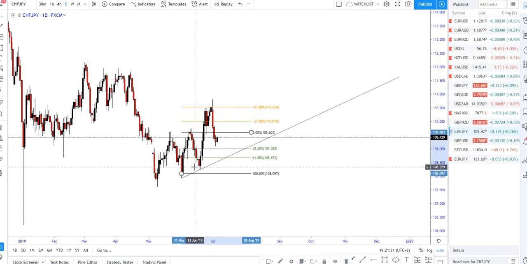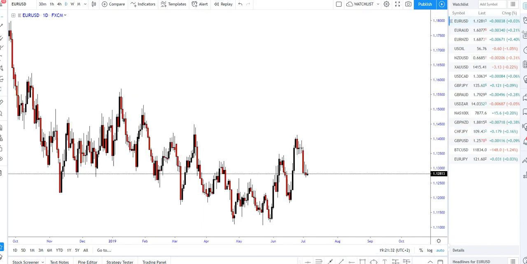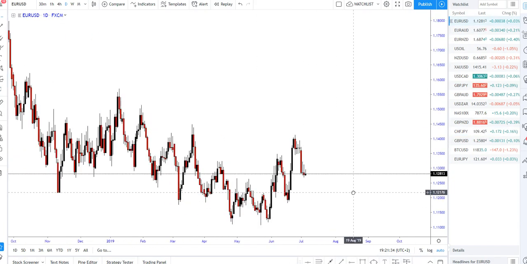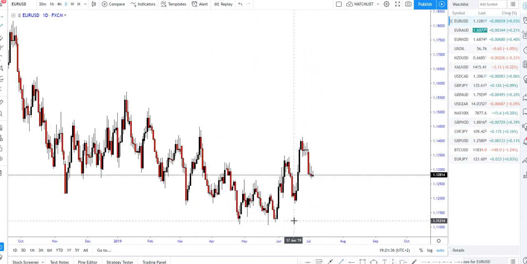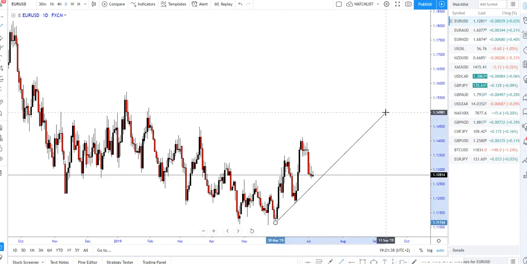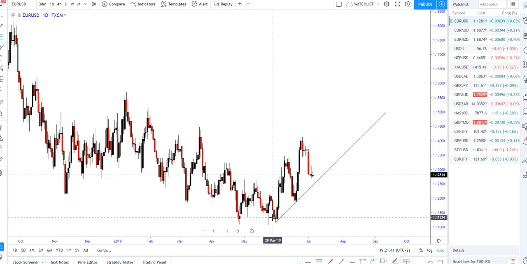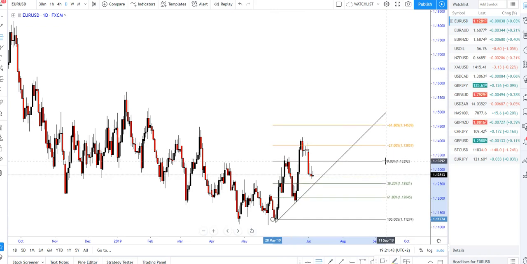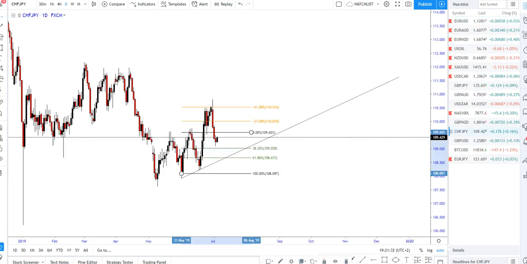So there's another example. I think it's Euro USD. Was it this one? From here, I think this was a 61.8 on the second bounce. Yeah, 61.8 TP2. Okay. Let me go back to CHF JPY quickly. So looking at the first touch, second touch, right?